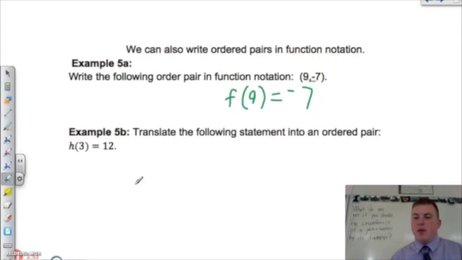Now we can also go the other way around. We want to translate the following statement into an ordered pair. H of 3 is equal to 12. So what we want to do in this case is to go ahead and realize that this is going to be our input value, which is our x value, and it's going to equal our y value. So our ordered pair would be 3, 12. Nothing too difficult, it just can be confusing if you aren't thinking through it in terms of input and output.